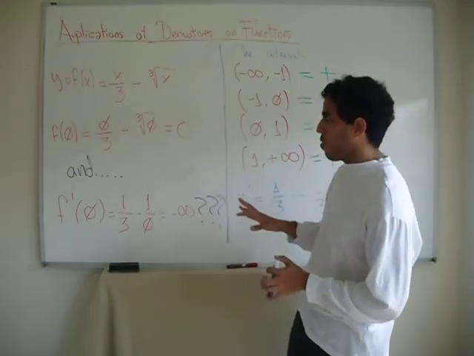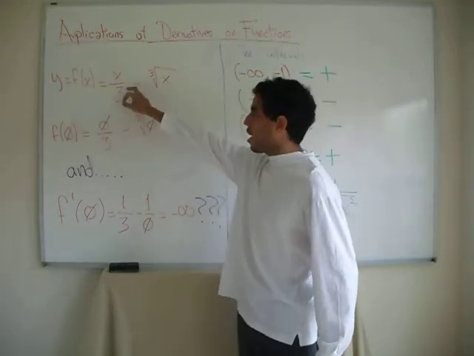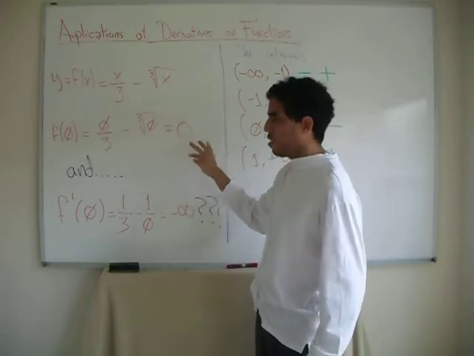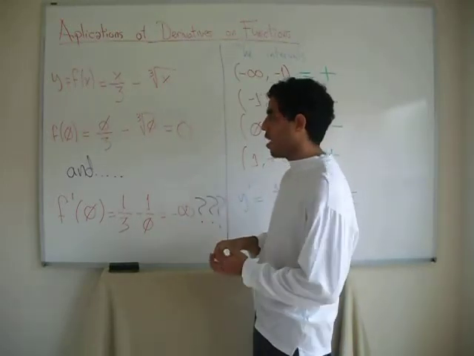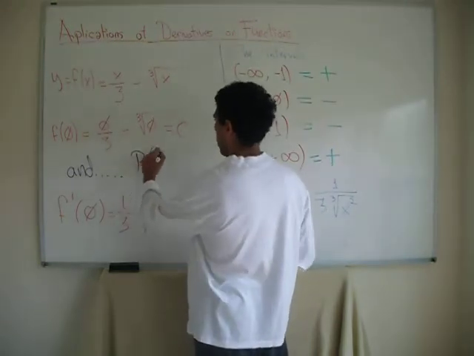I wanted to take a look at the following. If this is the function, what happens if I do f of 0, okay? It's going to end up like 0 over 3 minus cubic root of 0, which is 0. So f of 0 is 0. That means that the point is going to have the coordinates 0, 0.